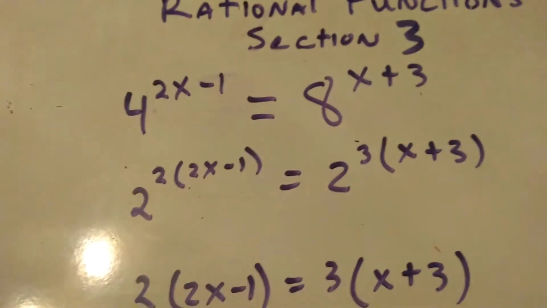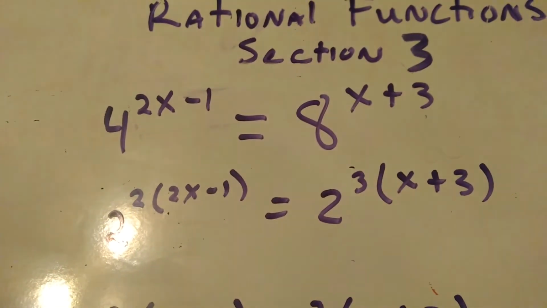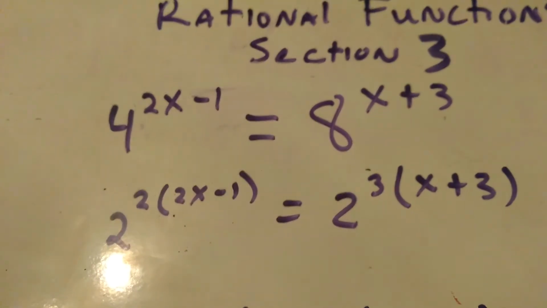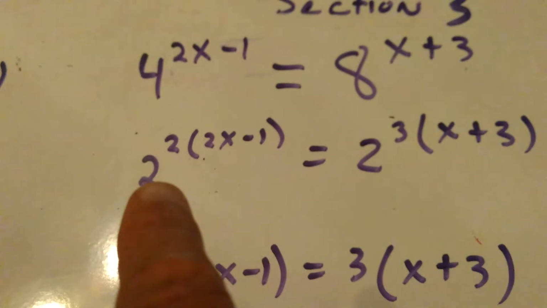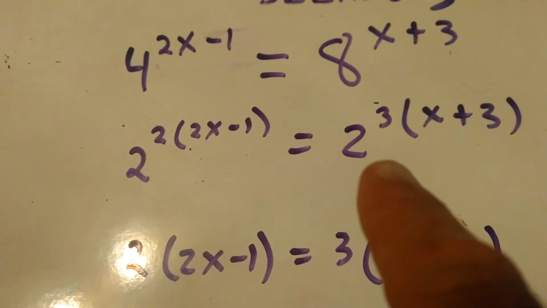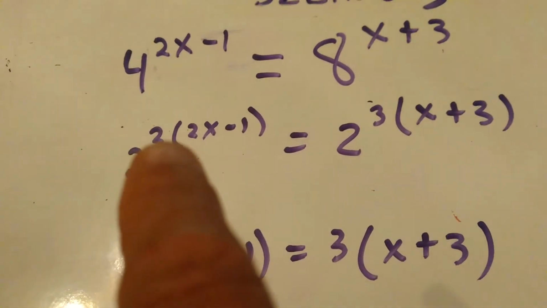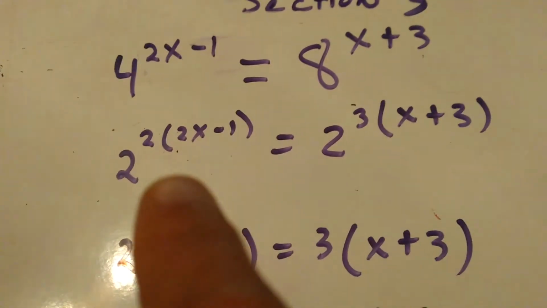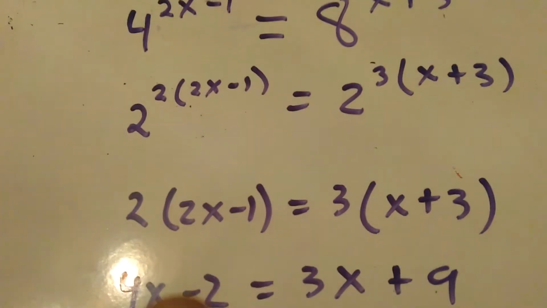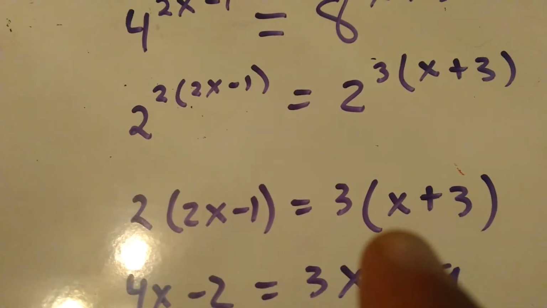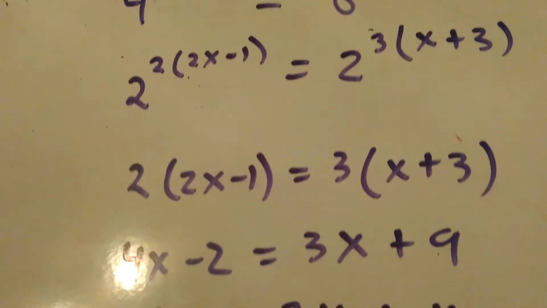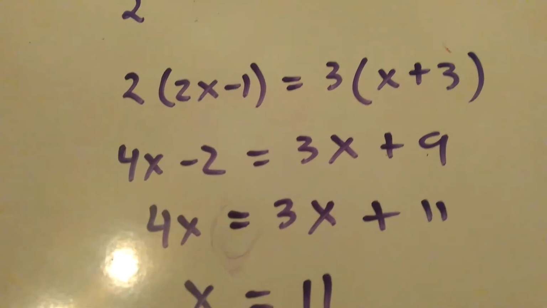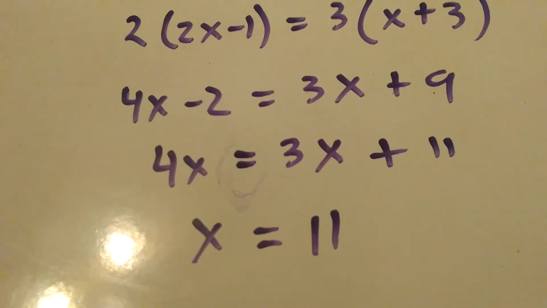Coming over here, we got 4 to the 2x minus 1 power equals 8 to the x plus 3 power. So what we're going to do is make 4 into 2 squared, which is still 4. Right here. We're going to make 8 into 2 to the 3rd power. Now remember, the 2 has to multiply times 2x minus 1. The 3 has to multiply times x plus 3. But we do have the same base, so now we can just write 2 times 2x minus 1 equals 3 times x plus 3. Distribute. Add the 2 over. Subtract the 3x over, we get x equals 11.